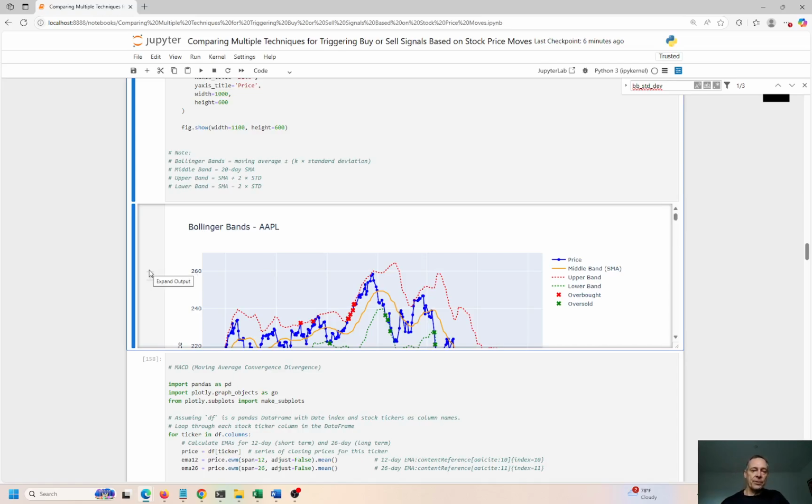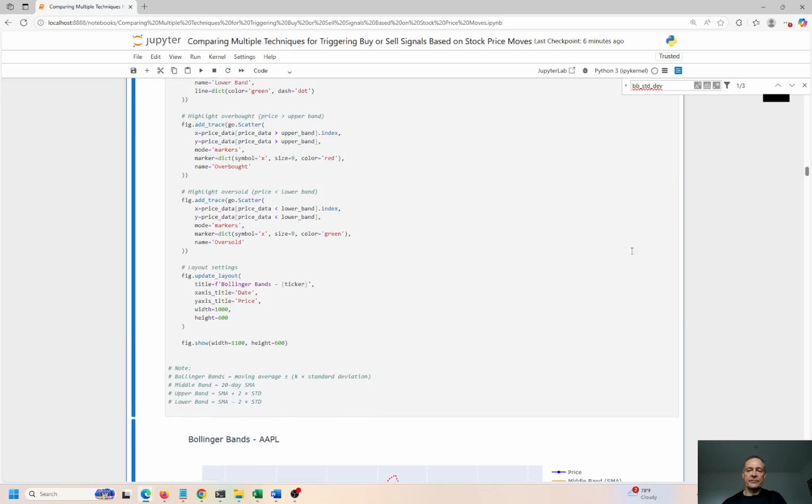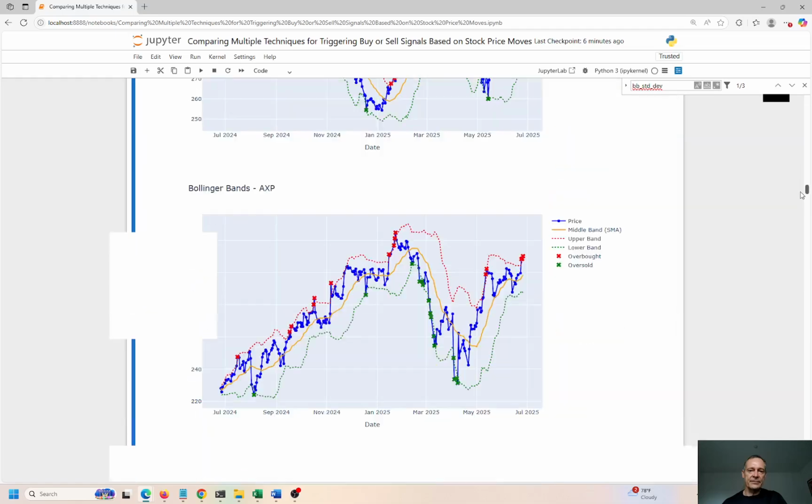Okay, so slightly different approach. We had the RSI, and then the, what was that? Sorry, I already forgot. Moving average. What was this other one? Yeah, moving average. Yep. Okay.